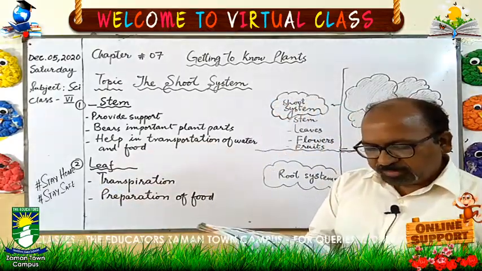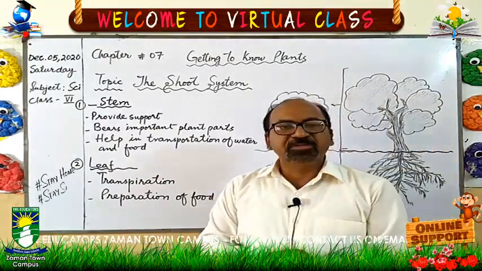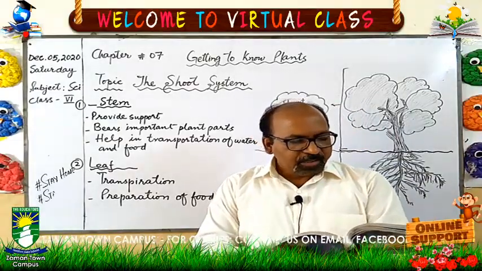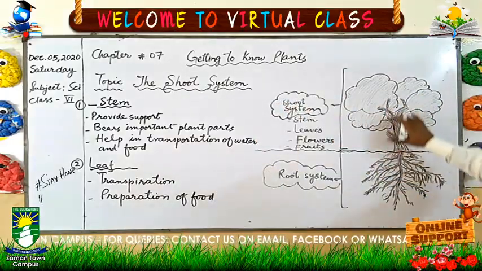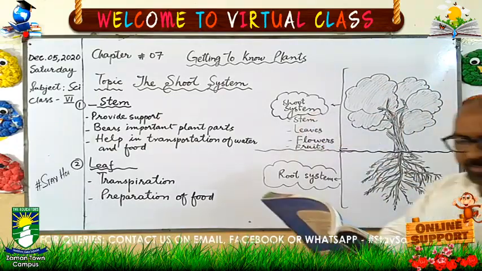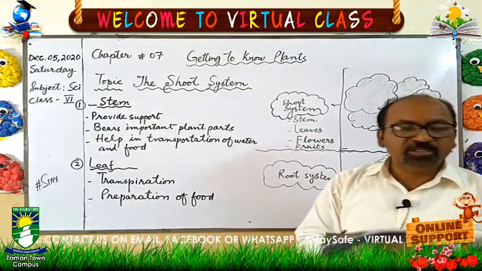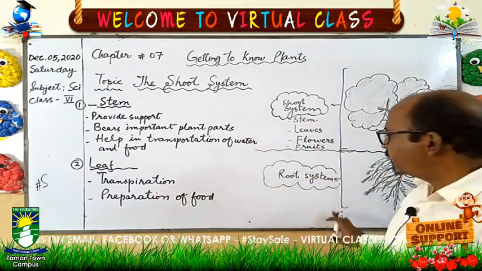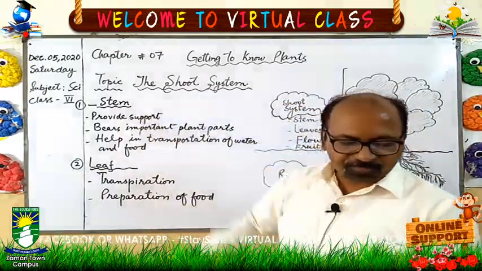Okay, so the shoot system, as it is present in your book at page number 72. Open your books at page number 72. The shoot system is the part of the plant which grows above the soil. Whatever is present above the soil is the shoot system. This includes stem, branches, leaves, flowers, and fruits. These make the shoot system. The root system we have discussed already. So the first part we are going to discuss is the stem.